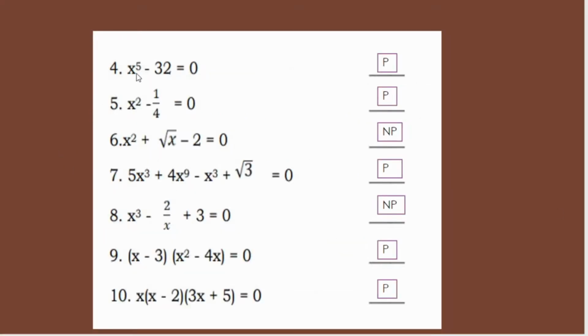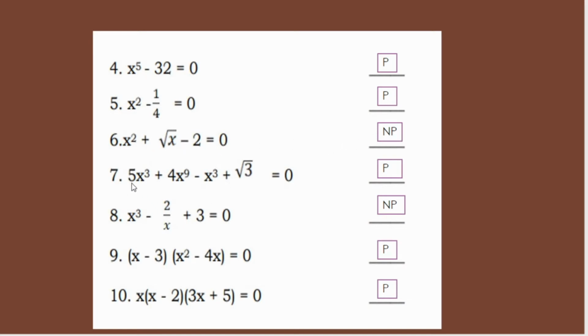Number 4, x to the fifth minus 32 equals 0. So this one is a polynomial. Number 5, x squared minus 1/4 equals 0. So the exponent in here is a positive. That is why this is a polynomial. Number 6, x squared plus square root of x minus 2 equals 0. So the variable x is inside the radical sign. That is why number 6 is not a polynomial.